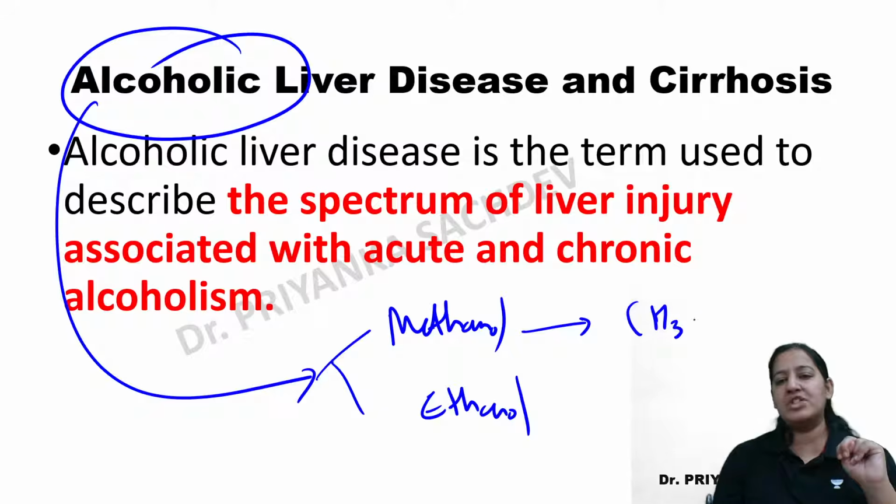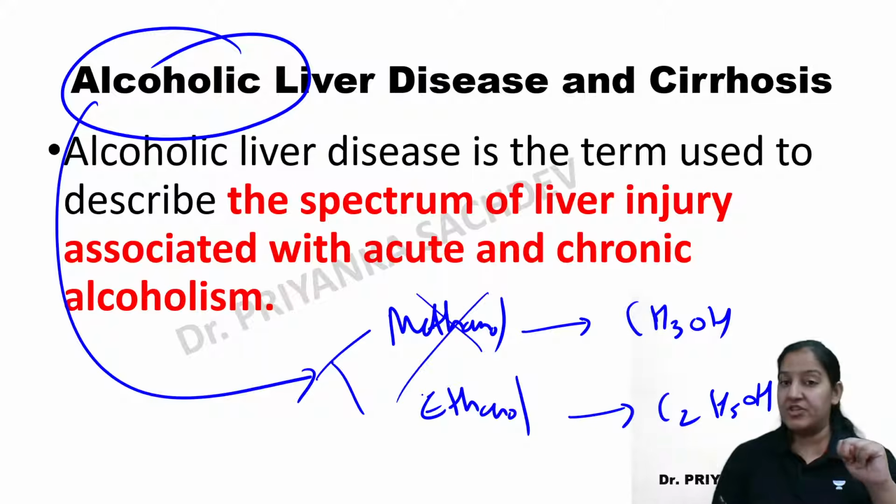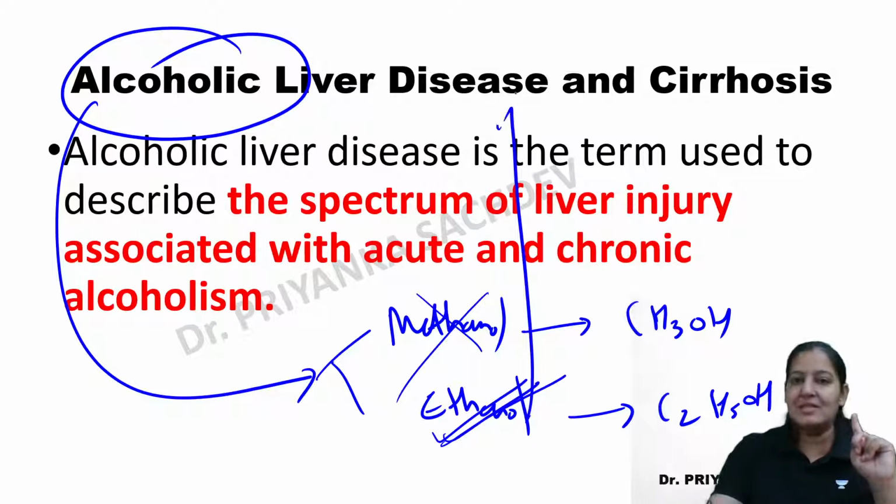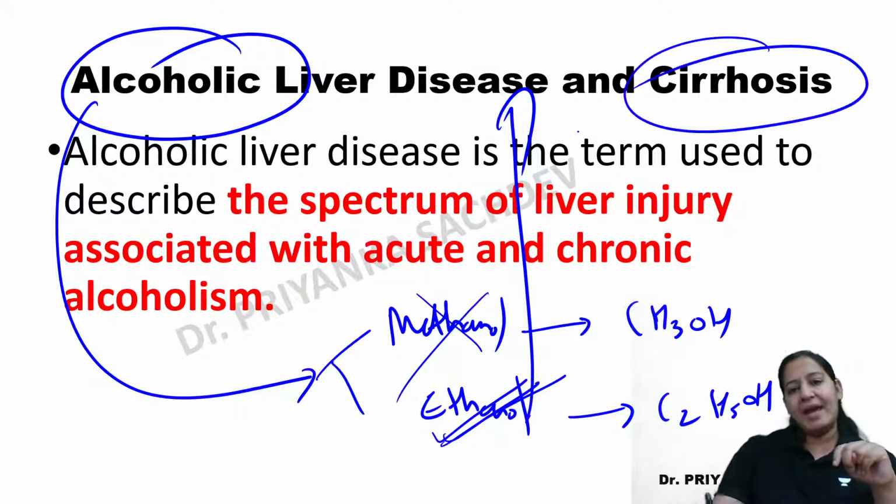Methanol is CH3OH and ethanol is C2H5OH. We have studied this in chemistry in your childhood, right? So methanol is not a beverage. It is used for industrial purposes. And ethanol is the beverage which is causing the cirrhosis. So this cirrhosis is caused by ethanol, right?